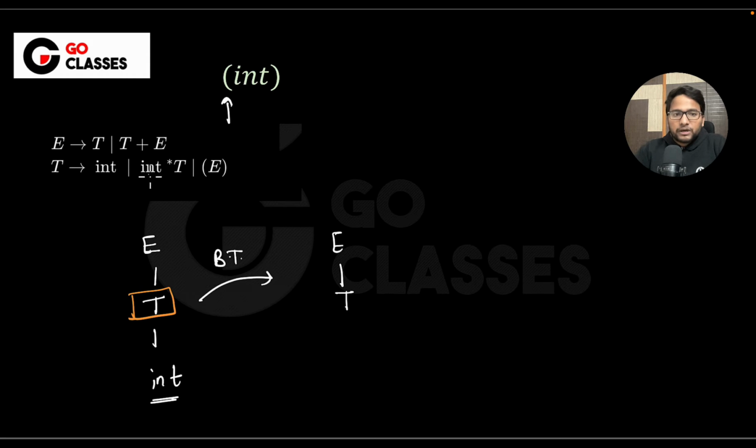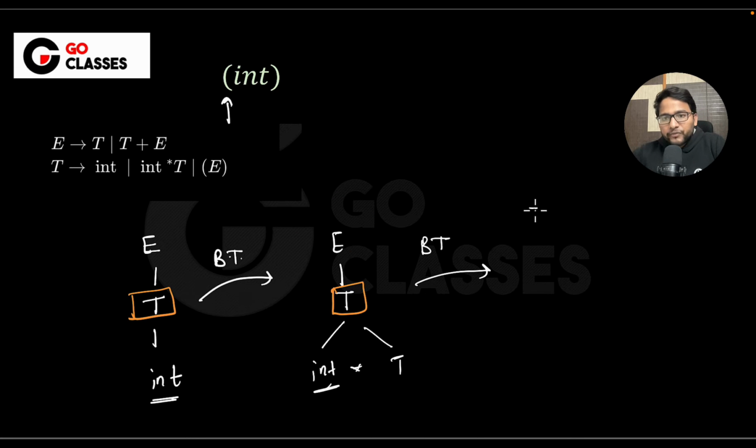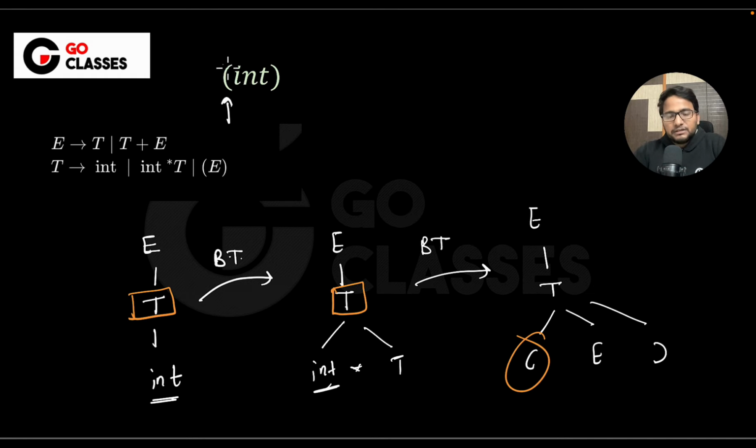So you will say, okay, let me try int star T. Intuitively you know that it will also fail, because this int and this opening parenthesis are again not matching. So you will again backtrack. Now tell me, where is the failure? The failure is again at T, it's not at E. So you will say, this is E, and let me try the next production for T, which is this one. Now see here, this and this are matching. That's good, so you can proceed further.